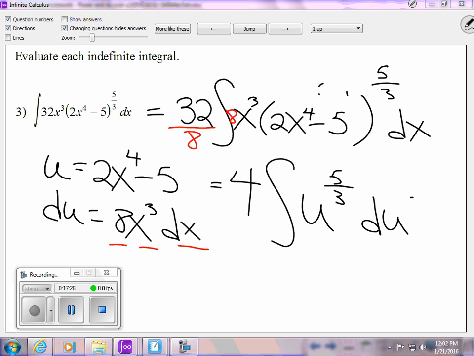Hopefully after you convert it to u's, it's something where you think, I can do this. So we're going to use the power rule. Let's first add 1 to the exponent. 5/3 plus 1, 8/3. 5/3 plus 3/3 is 8/3. And then, what do we have to multiply by? 3/8. The power rule: you add 1 to the exponent, then you multiply by the reciprocal of that new exponent.